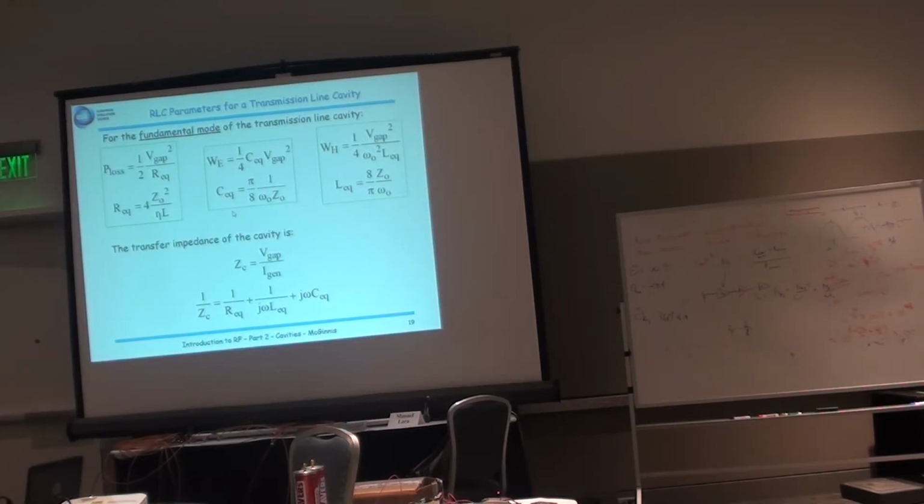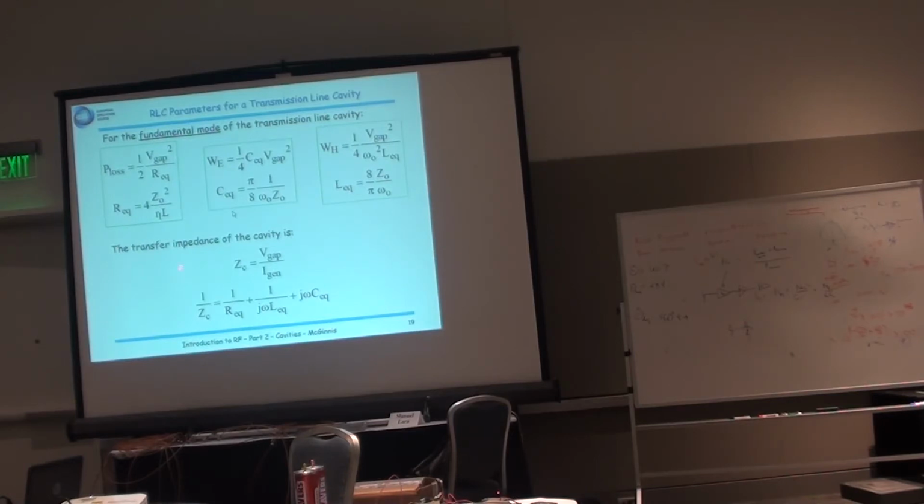So one way that you might do this is with HFSS. You can ask what's the electric energy stored, what's the magnetic energy stored, and what's the loss in the cavity, and I can come up with these three parameters. And these three parameters basically tell you everything you need to know about the cavity.